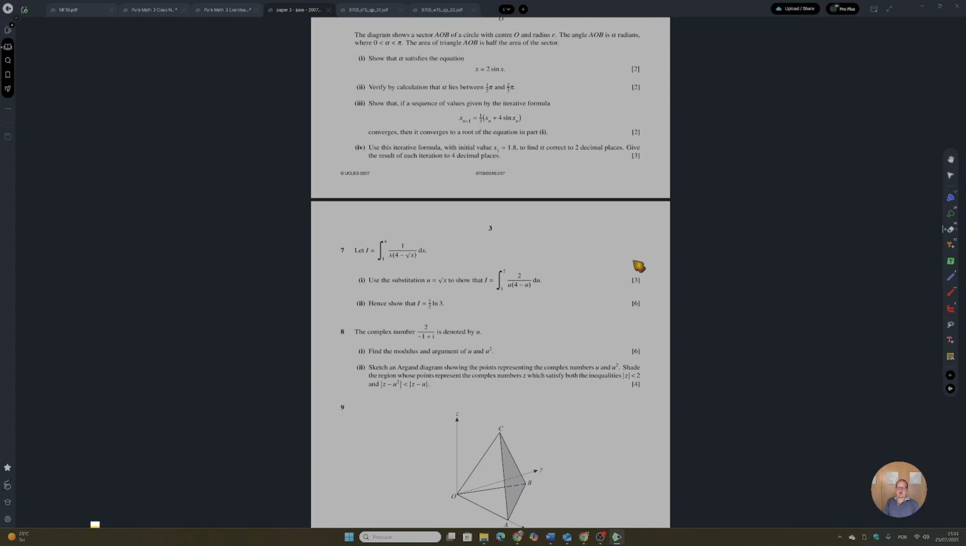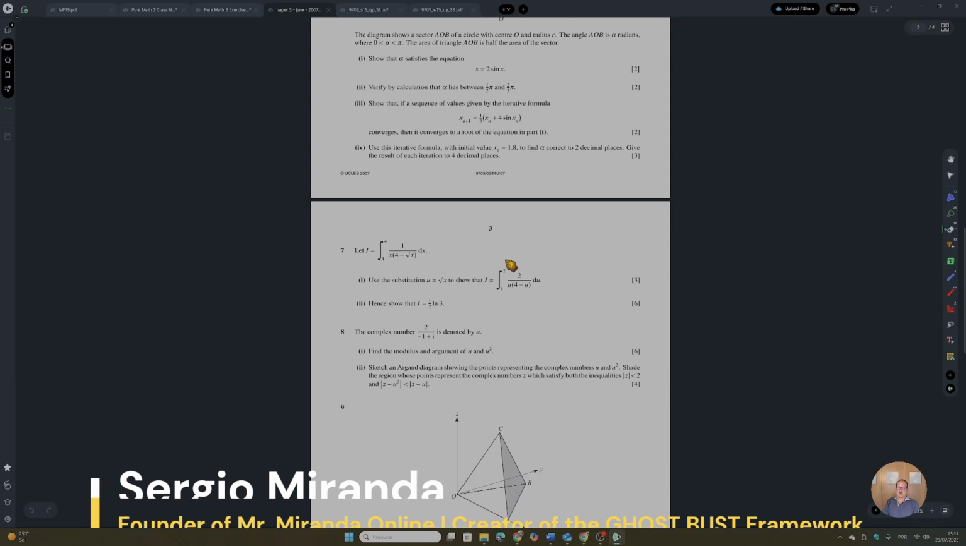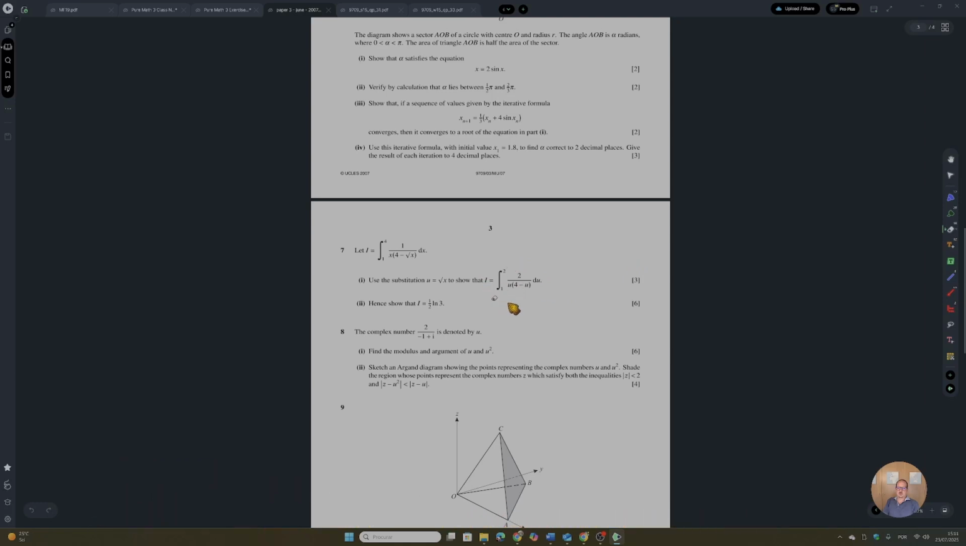Let's now solve some exam questions regarding substitutions and specific cases. The first is a paper 3 from June 2007, and it's question 7 over here. It says, let I be the integral from 1 to 4 of 1 over x, open brackets, 4 minus square root of x, close brackets, dx.